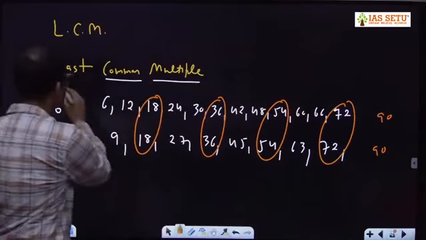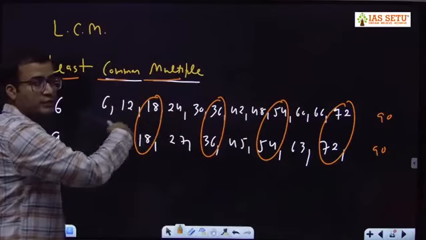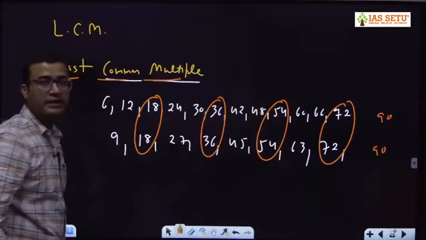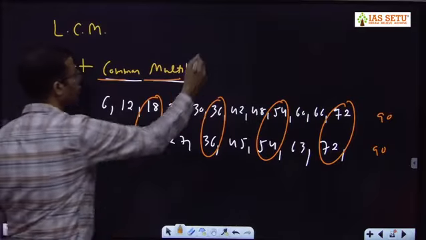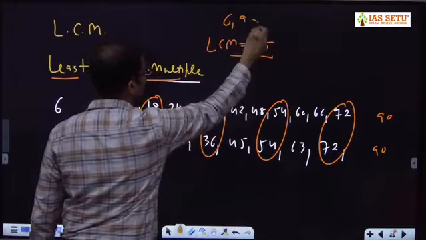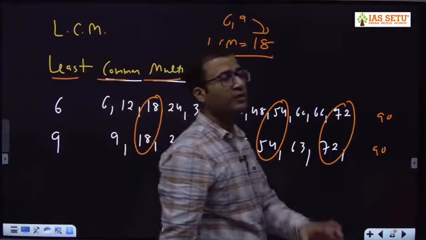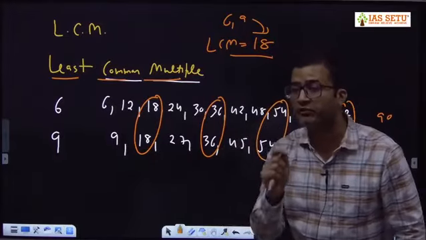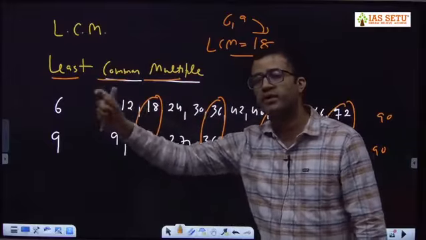But the word here is least common multiple. So among these common multiples, 18, 36, 54, 72, 90, 108, tell me which one is least? 18. So your LCM is 18. What is the LCM of 6 and 9? 18. So 18 here is the least common multiple of 6 and 9. If someone asks me the definition of LCM, I tell you this is the best definition of LCM: least common multiple.